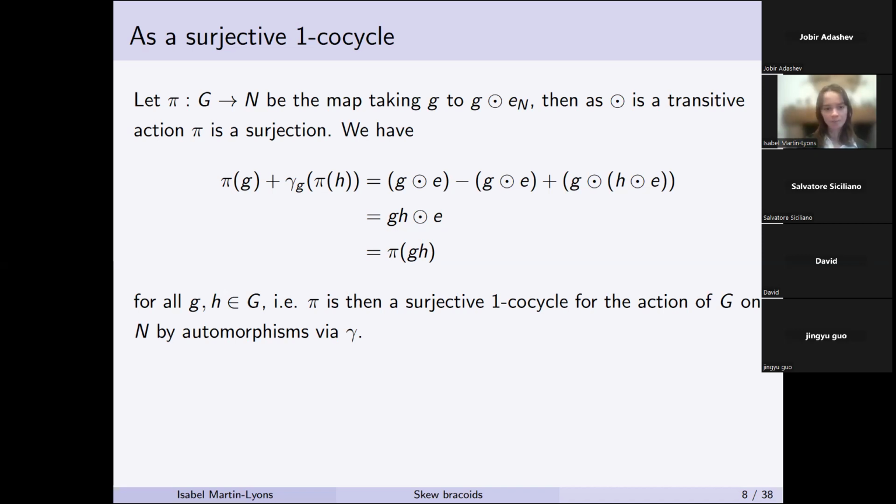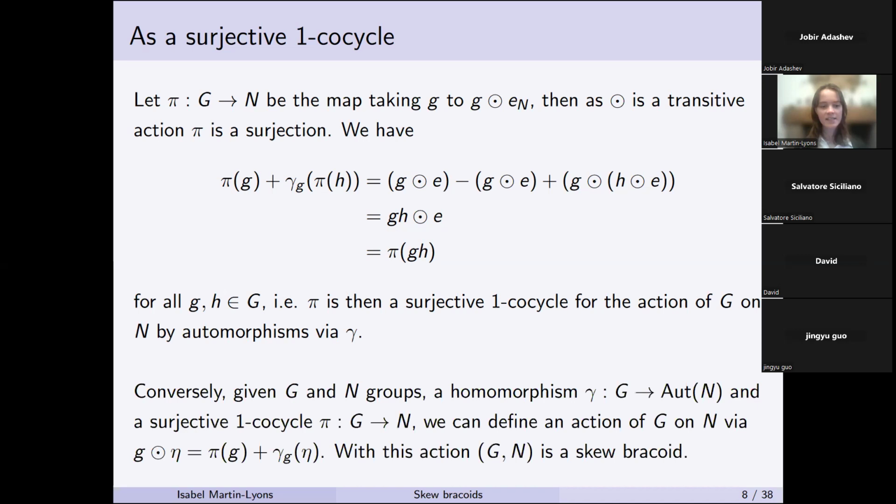via gamma. Conversely, if we have G and N groups, a homomorphism from G into the automorphisms of N, and a surjective one cocycle pi from G to N, we can define an action of G on N using this surjective one cocycle and this homomorphism, and using this action G and N becomes a skew bracoid.